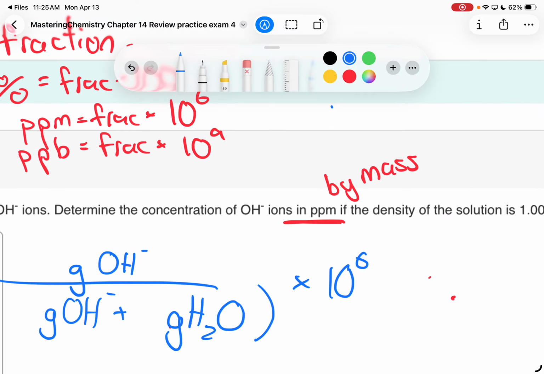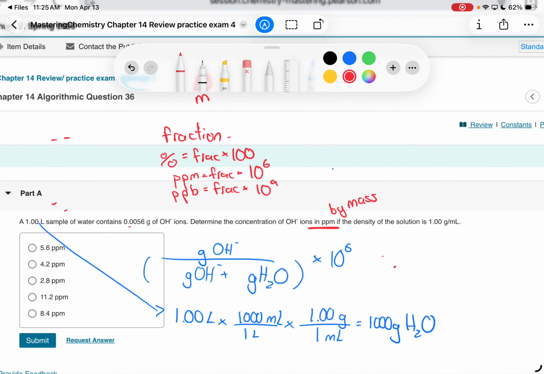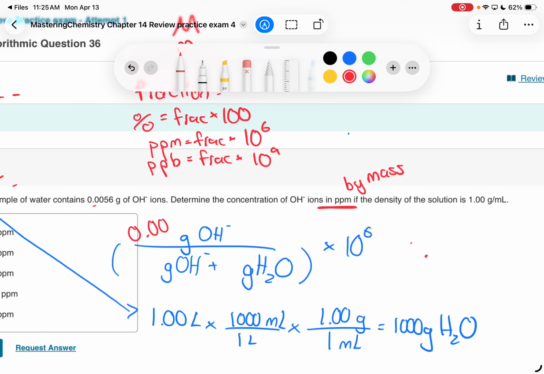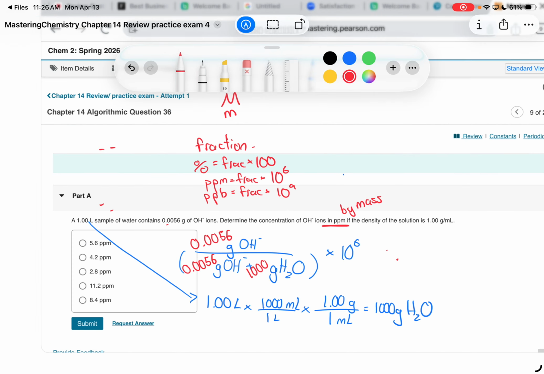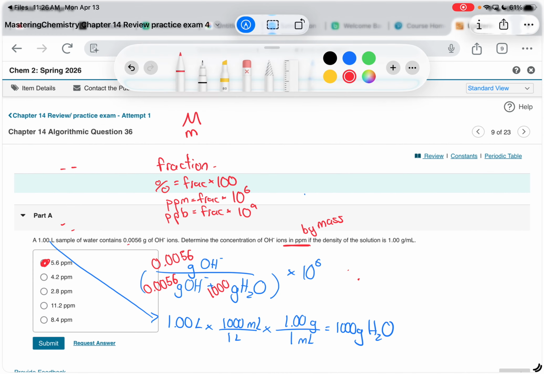So we're going to stick 0.56 in here, and 1,000 in here. Then because it's parts per million, we're doing the fraction times a million. I already remember that one, it comes out to be 5.6 ppm.